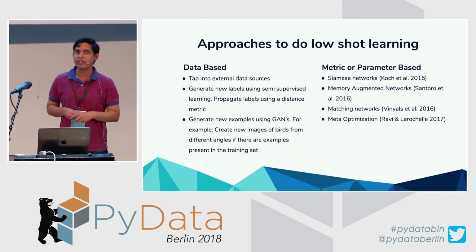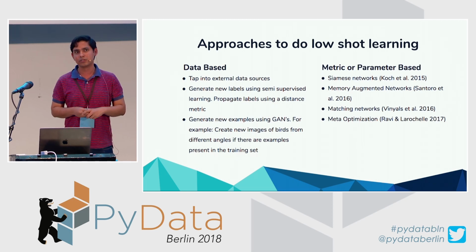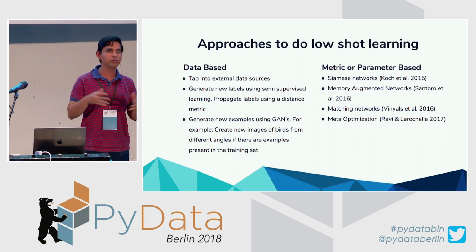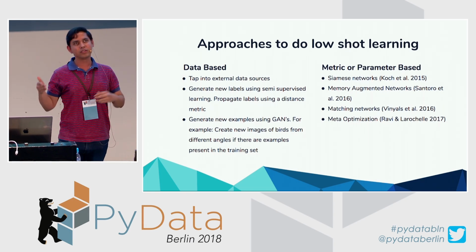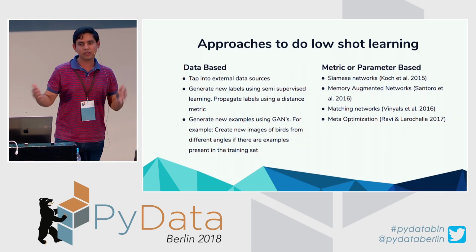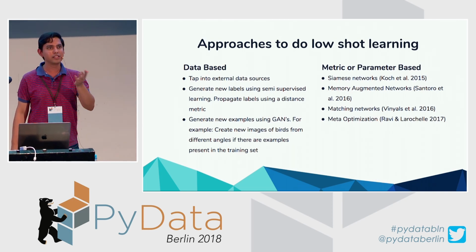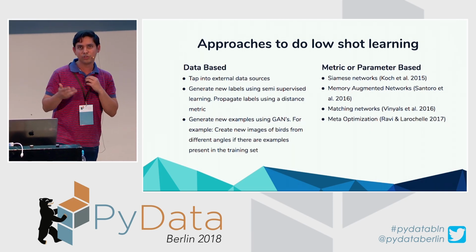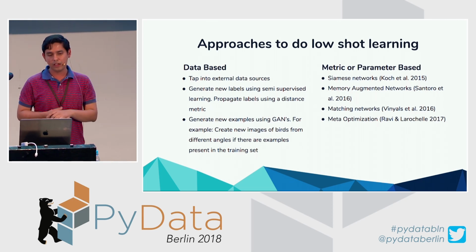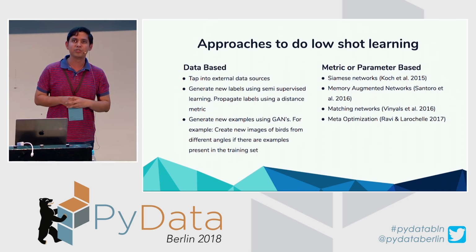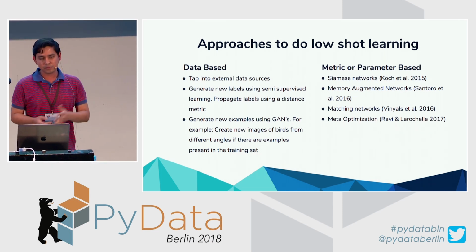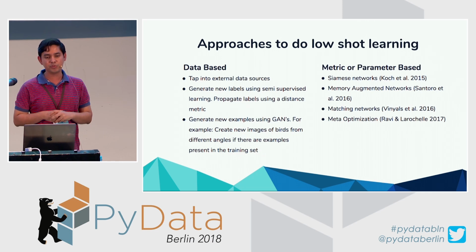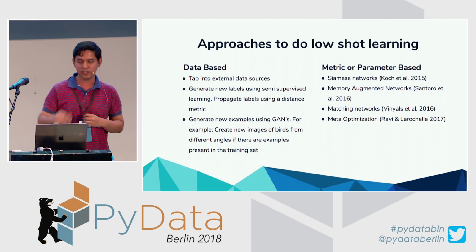Secondly, you can generate new labels by semi-supervised learning. If you have some labeled data set, you can do a nearest neighbor, and you can label some of the unlabeled data set as well. This is semi-supervised learning. A colleague of mine yesterday, Andreas, talked about GANs to do semi-supervised learning. The third thing is actually GANs. You can use GANs to make a fake data set. A very good research paper is from Facebook AI, on hallucinating features using GANs.